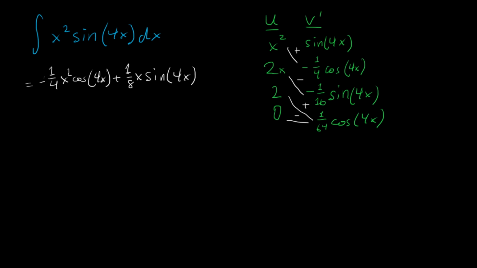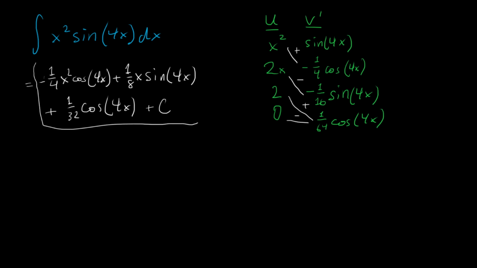And then we have 2 times 1/64 cosine 4x. This is positive, and we're adding that, so you have a positive sign here, and that would be 1/32 cosine 4x. And then the last part, 0 times that, is 0. When you get to this last part, you take the integral of this side multiplied by that side. Here we just have the integral of 0, which is just a constant, so plus c. And there we have our antiderivative.